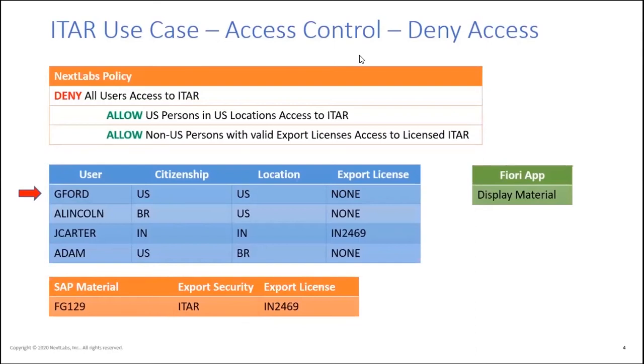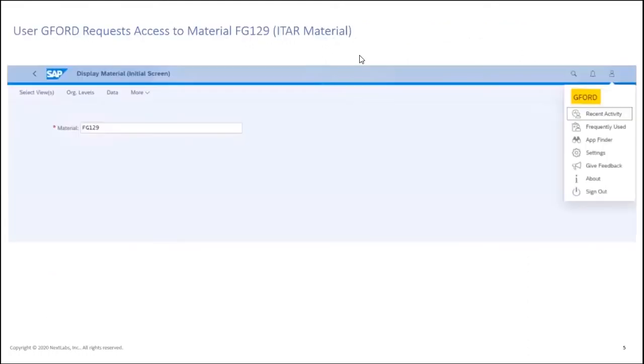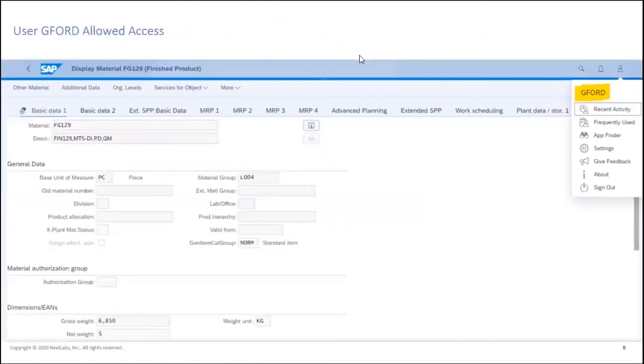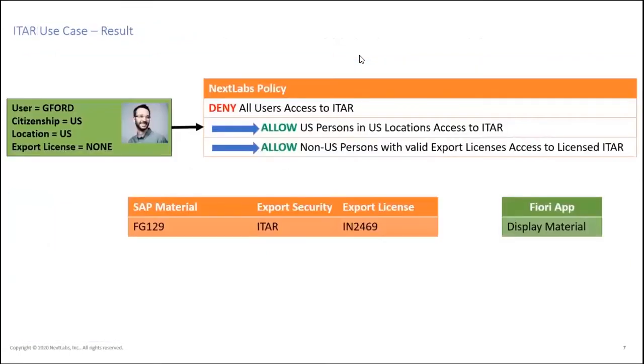Now let's take a look with our first user, G. Ford. He is a US citizen and currently resides in a US location. We're going to enter the Fiori display app as G. Ford and request to view material FG129. As we can see, he is able to access it. The reason he is allowed access is because G. Ford is a US citizen in a US location and thus satisfies the first exception rule and policy that we set.